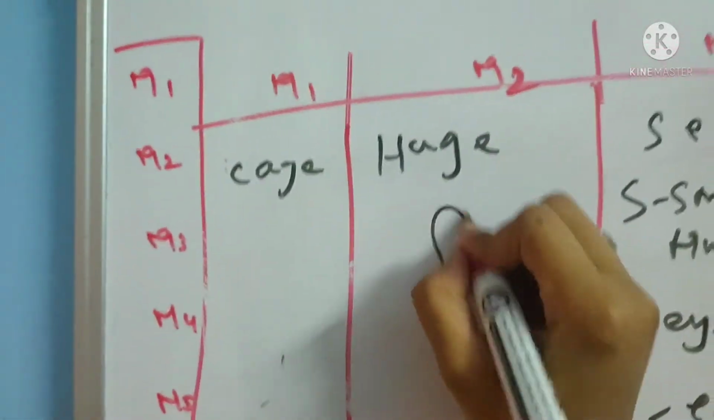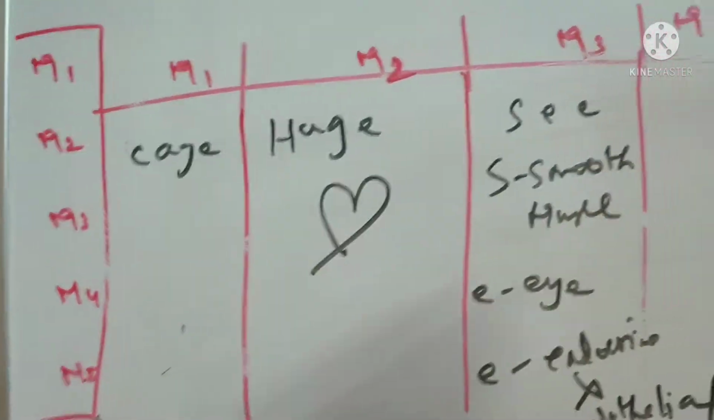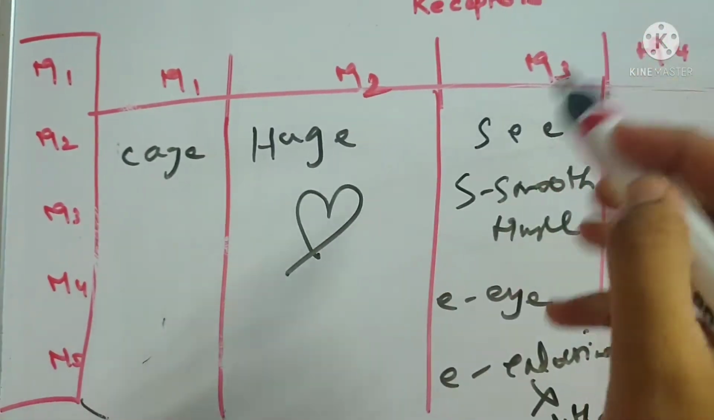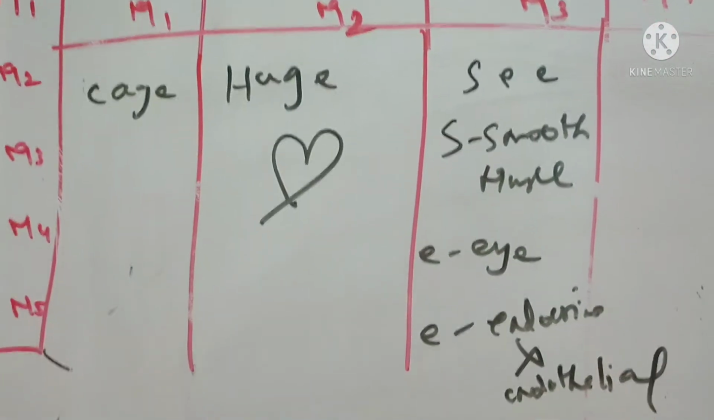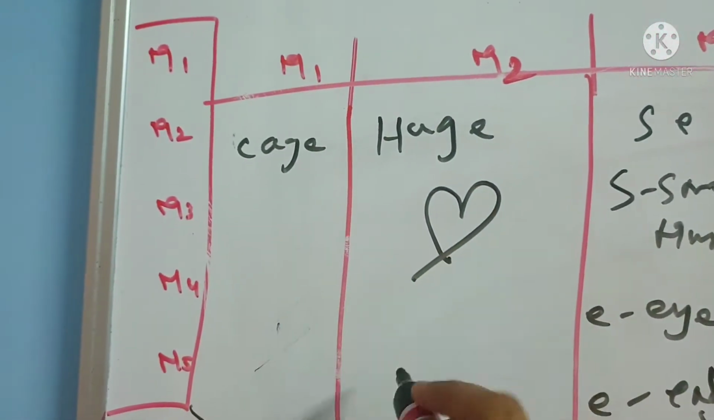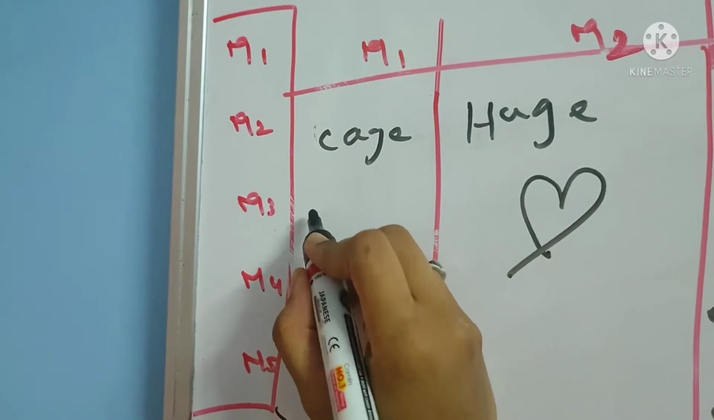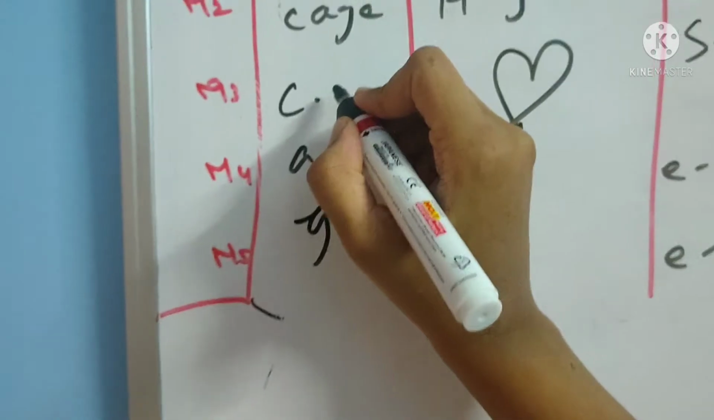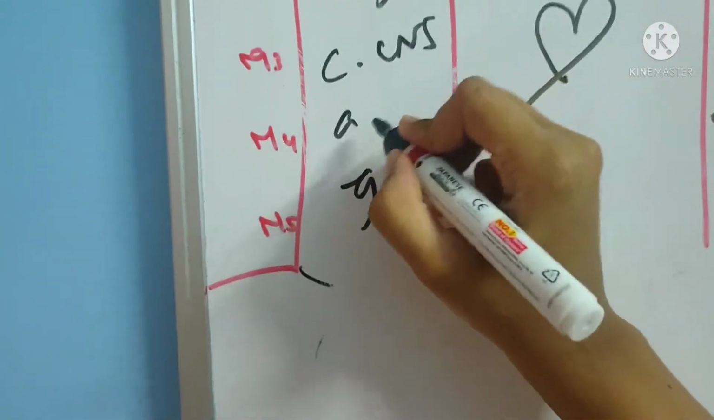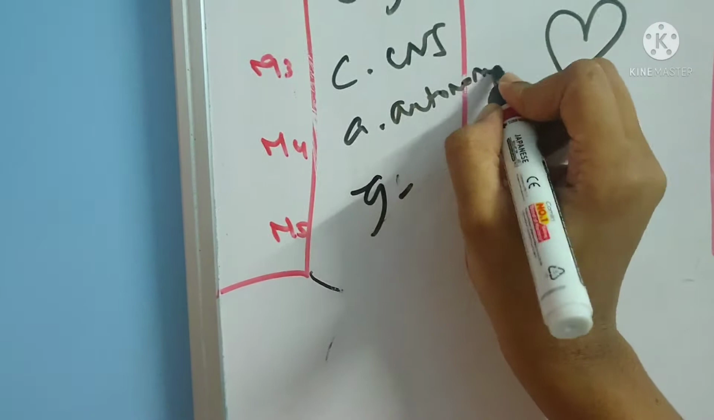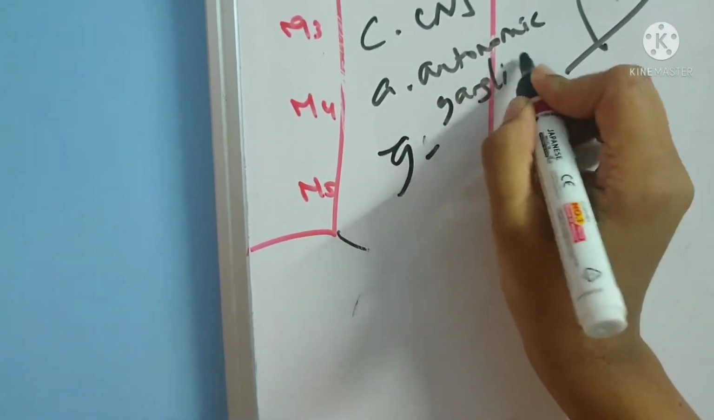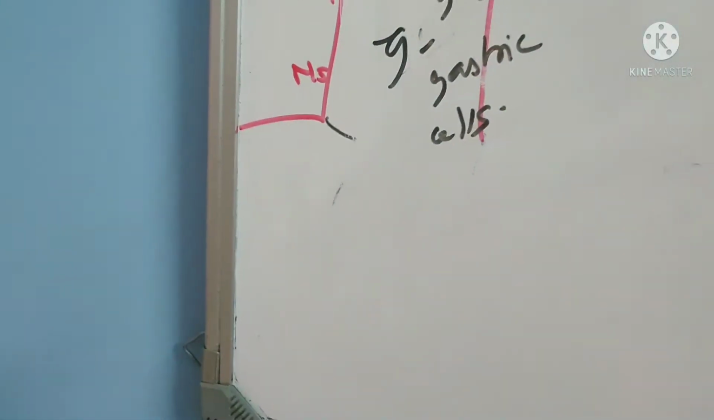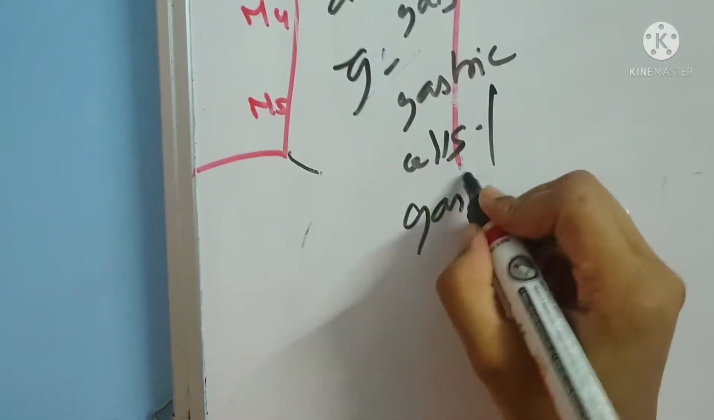Next, M2 receptors are present in the heart, and you must write this from right to left. So CHUGE CAGE: M3 receptors are the ones at the end, smooth muscle, eye, endocrine and endothelial, and M2 receptors are present in the heart, and M1 receptors are present in CAGE: C for CNS, A for autonomic ganglia, and G for gastric cells, gastric glands.